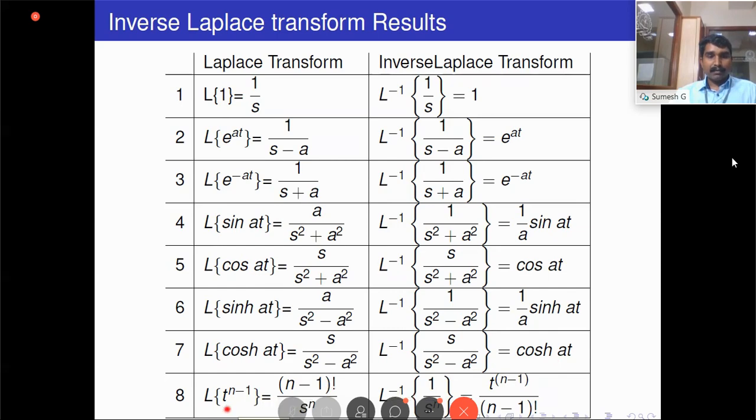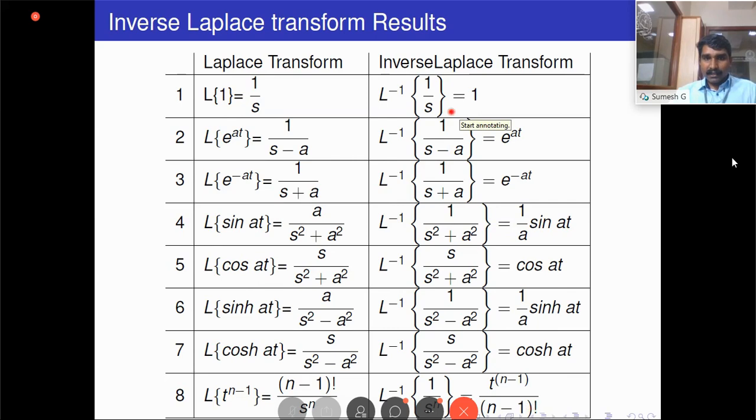The last result, Laplace transform of t raised to n minus 1 is n minus 1 factorial divided by s raised to n. This is actually obtained from Laplace transform of t raised to n. Laplace transform of t raised to n is n factorial by s raised to n plus 1. So here we replace n by n minus 1. So we obtain L of t raised to n minus 1 equal to n minus 1 factorial divided by s raised to n. So this gives inverse of 1 by s raised to n. It is t raised to n minus 1 divided by n minus 1 factorial.